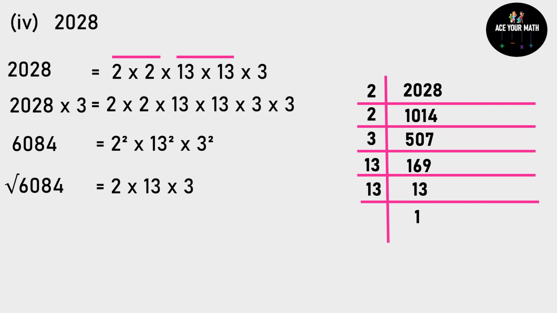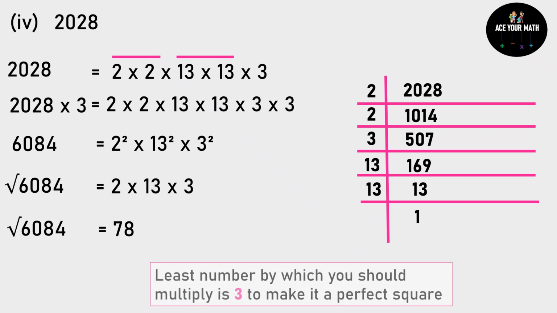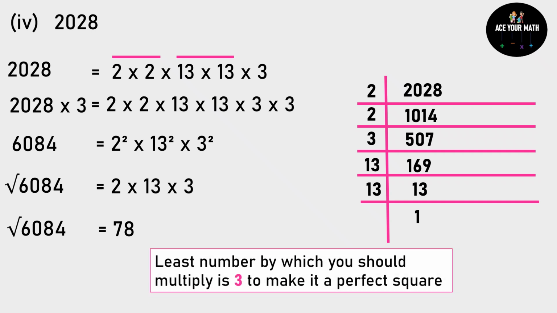It means square root of 6084 is 2 multiply by 13 and then multiply by 3. So the square root of 6084 is nothing but 78. So the question was by which least number you multiplied to 2028 to make it a perfect square. So the least number is 3 to make it a perfect square and the square root is 78.